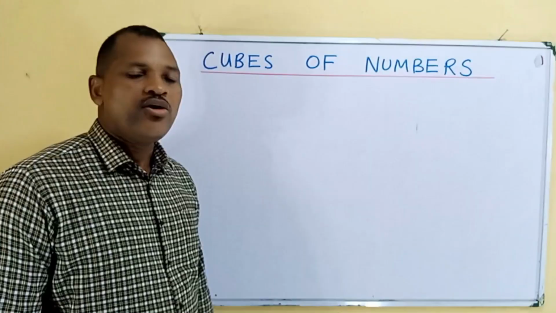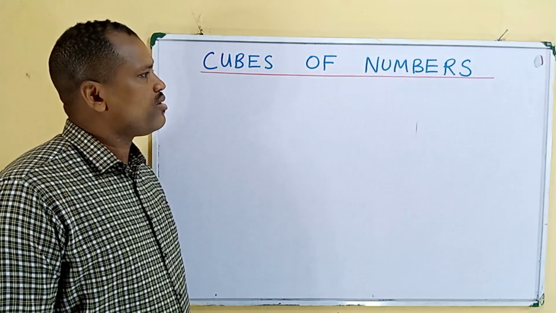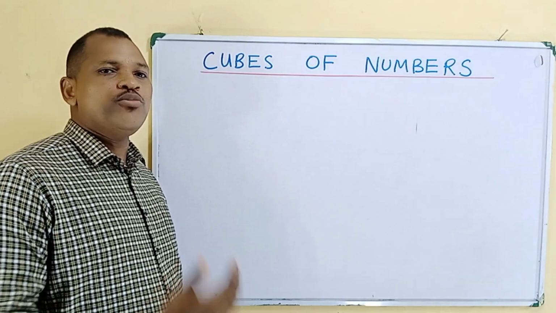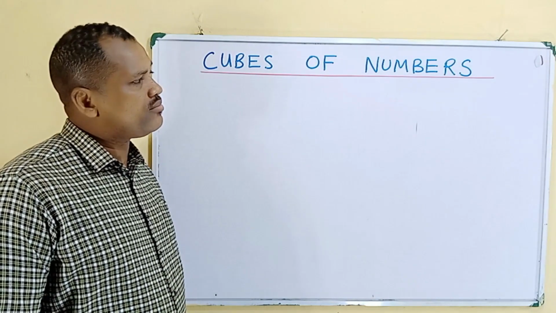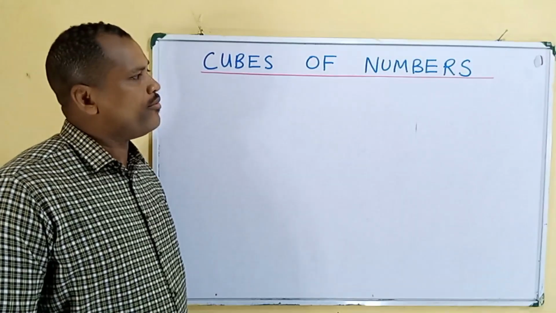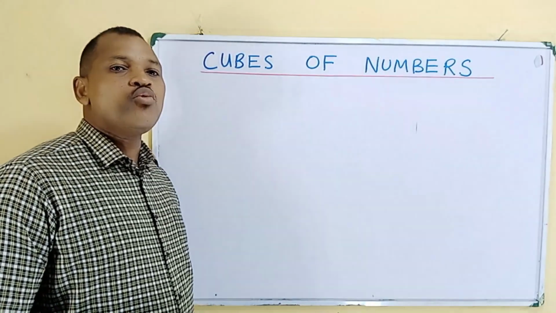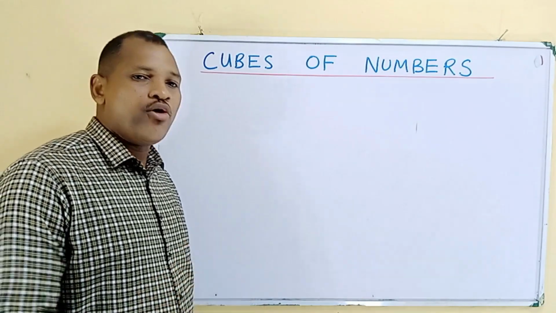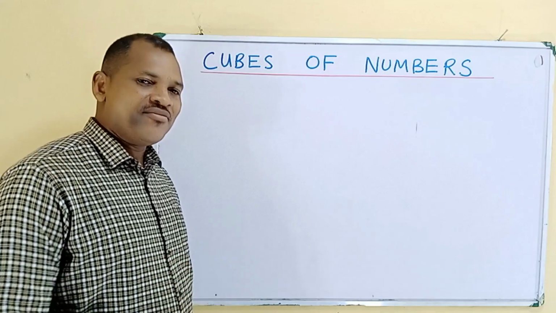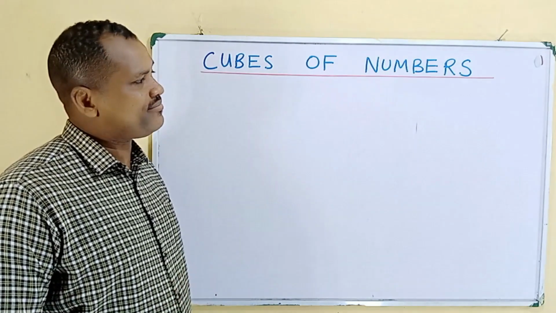Cubes of numbers. If someone asks you, what is the cube of 4, for example, what's the cube of 4? It means what will you get if you multiply 4 by itself 3 times?